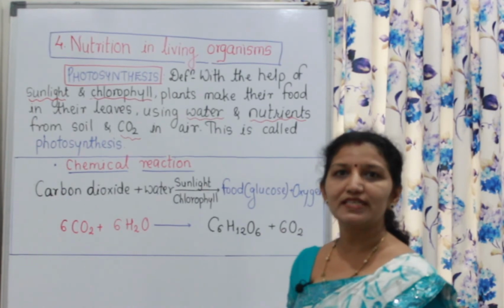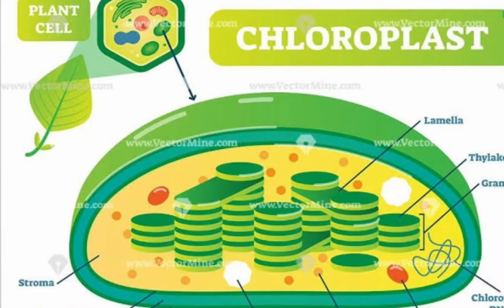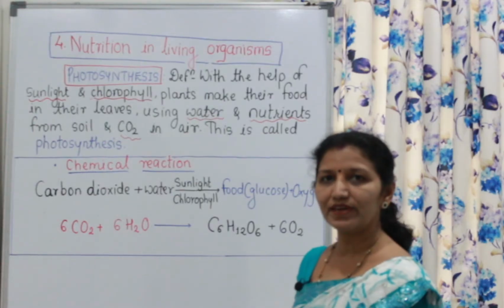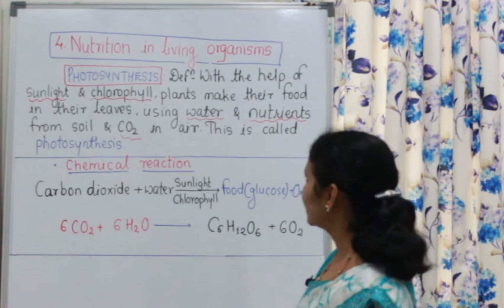This process takes place in leaves because leaves contain chloroplast and chloroplast contain chlorophyll. This chlorophyll is nothing but the green pigment in the leaves that helps in the process of photosynthesis. It is a very important pigment.